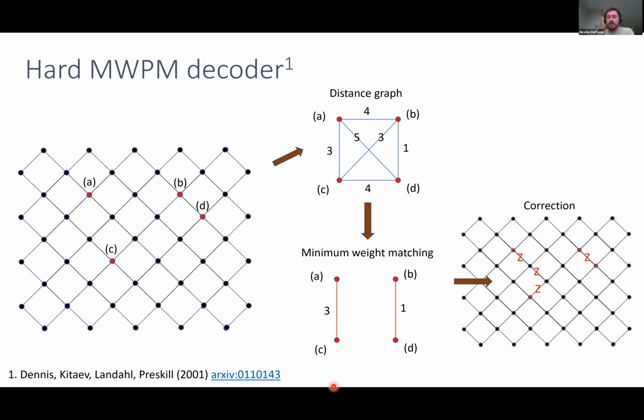So here we find AC and BD, which minimize that. Based on that, we are going to connect A and C and B and D by two paths with length 3 and 1, and it gives us a minimum weight correction. It's the minimum number of errors that can explain this syndrome. This is the minimum weight matching decoder.